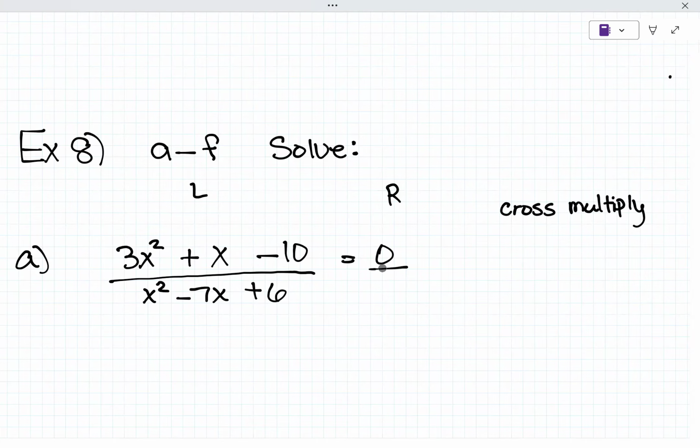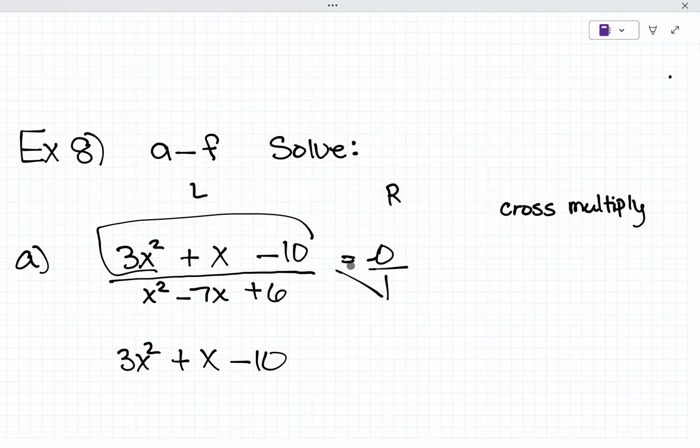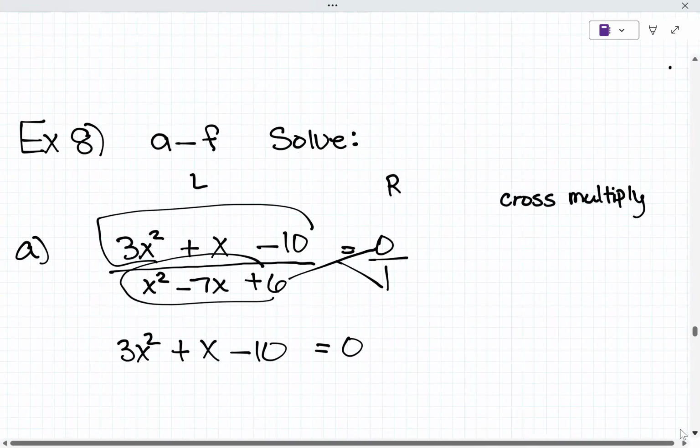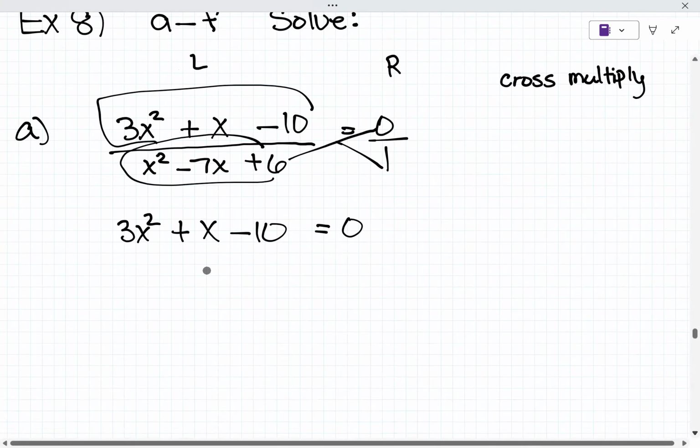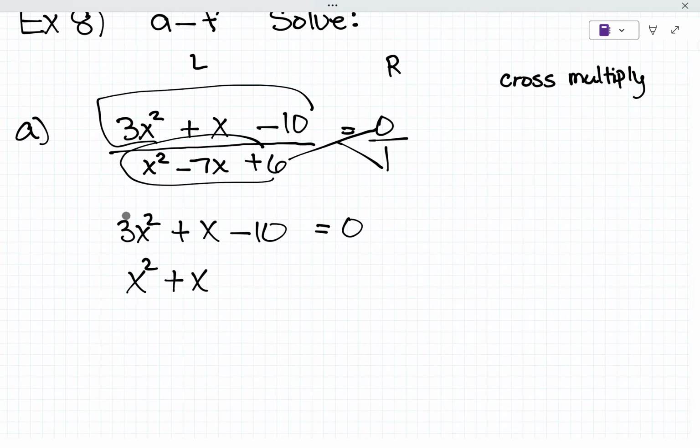This 0 does have an invisible 1, and if you cross multiply, what's 1 times this whole thing? It's basically itself, right? 3x squared plus x minus 10. And then over here, what's 0 times this whole thing? 0. Okay, and then what we're going to do is factor this using bottoms up factor. So it's going to be x squared plus x, and then 3 times negative 10 is negative 30, equals 0.